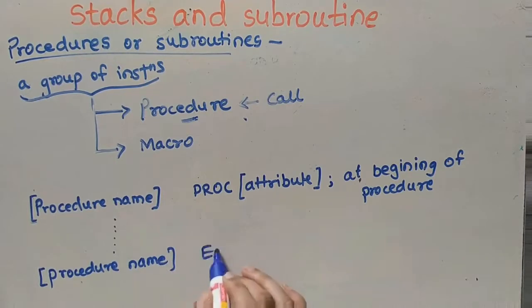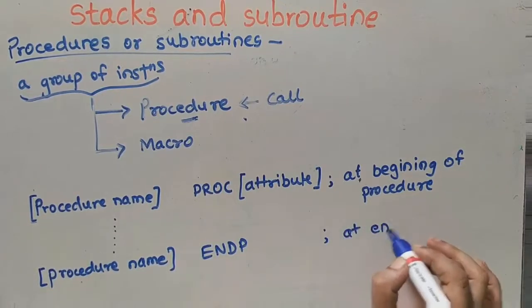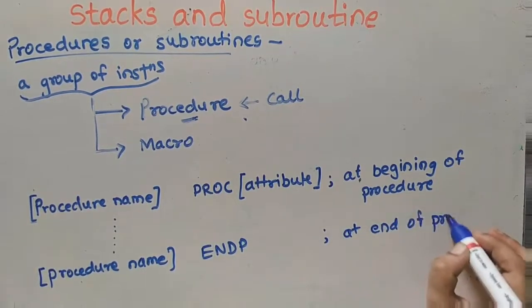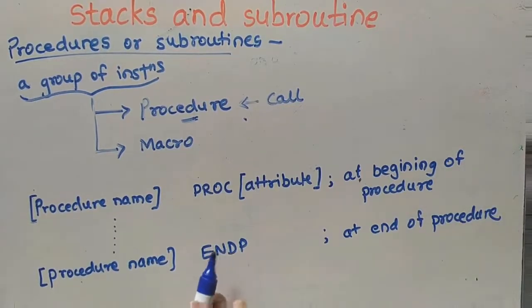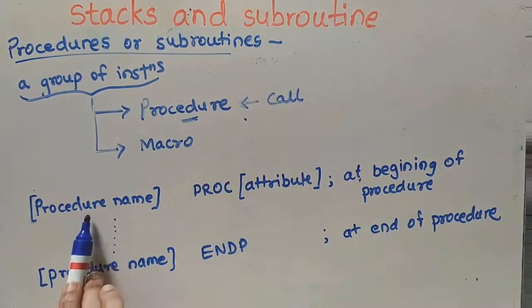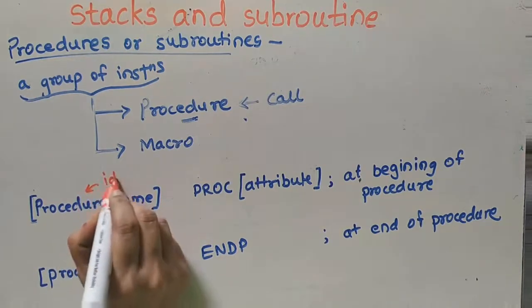Then the end of the procedure is indicated by the ENDP directive. It is at the end of the procedure. So in this way we can write our procedure. Here, the procedure name is the identifier used for calling the procedure. That means, how can we call the procedure? For that we require the identifier.